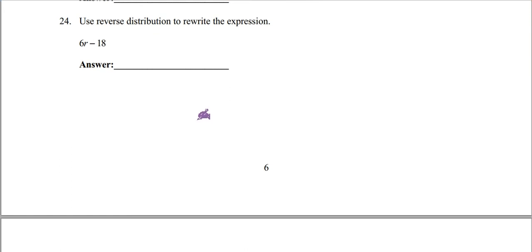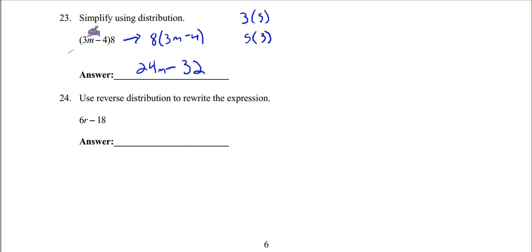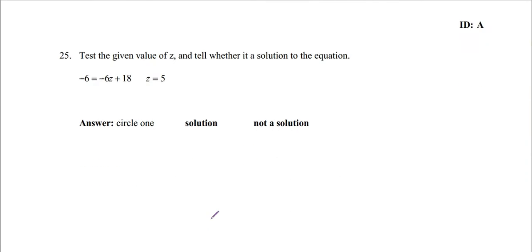Reverse distribution. So what we have here is like a problem where distribution happened, and this was the result. So what does it look like before the distribution of something to these two terms? It looks like we could have had a 6 that got distributed to an r, right? 6 times r gave us 6r. Does it work for the second term? Can we do 6 times something that gives us negative 18? When we distribute the 6, can we distribute it to something that gives us negative 18? How about negative 3? R minus 3, 6r, negative 18. We reverse distributed the 6. Undistributed, if you like.